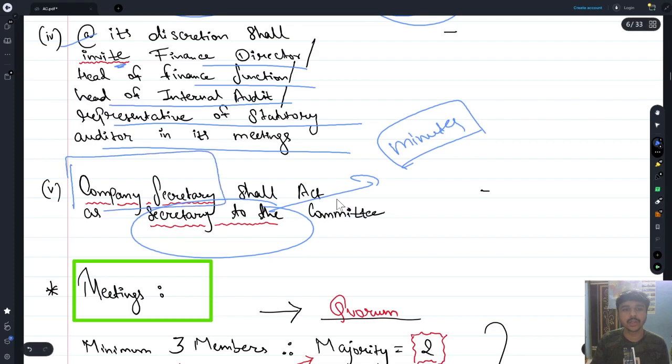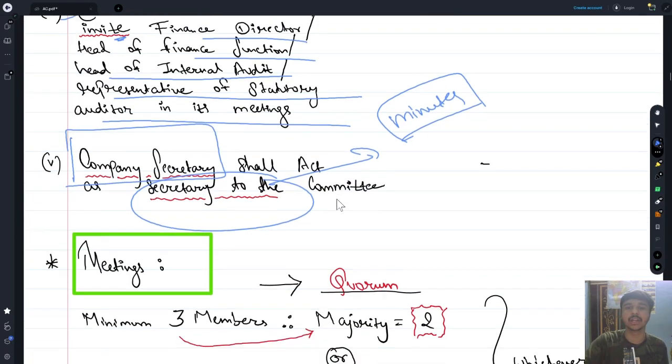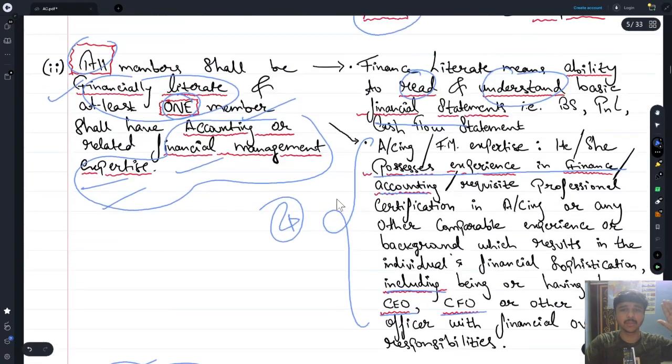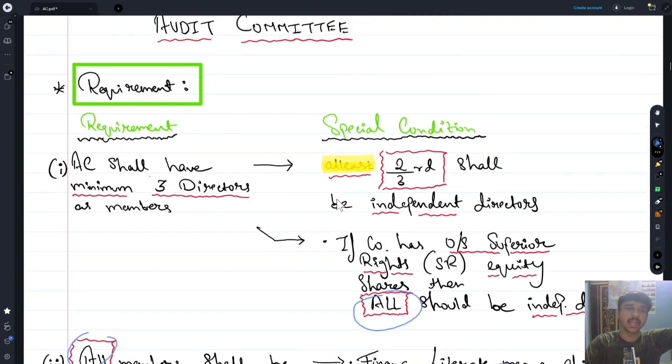So who is going to do it? It is going to the company secretary. So the company secretary shall act as the secretary to the committee. Everybody okay with this? Any kind of issues?